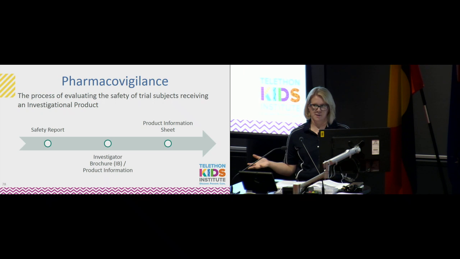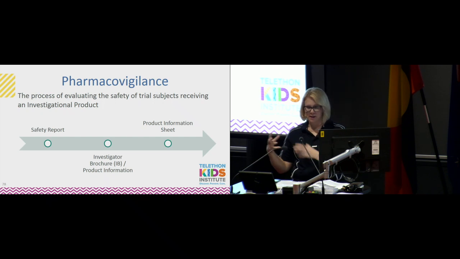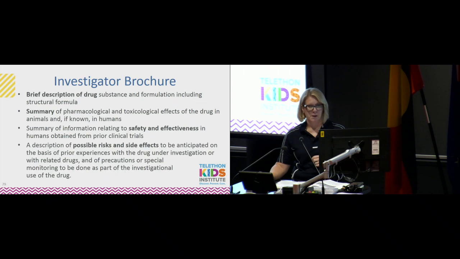So this whole process is something called pharmacovigilance. Okay, so you have your safety reporting that I've discussed. All this information then gets put into an investigator brochure, which gets continually updated. And then when you get to, hopefully, a product that can be used and marketed, that information is then put into a product information sheet. If you are using an already licensed drug, you wouldn't necessarily have an investigator brochure. You would be using the product information sheet as your source of information as to whether something was unexpected or not.